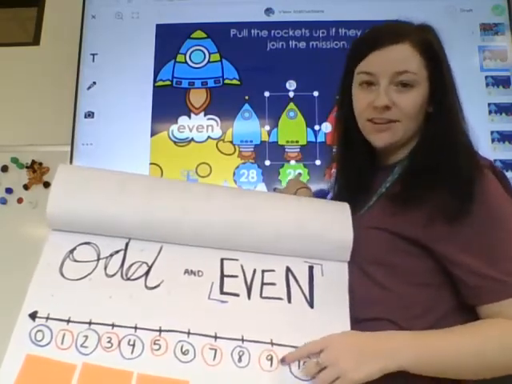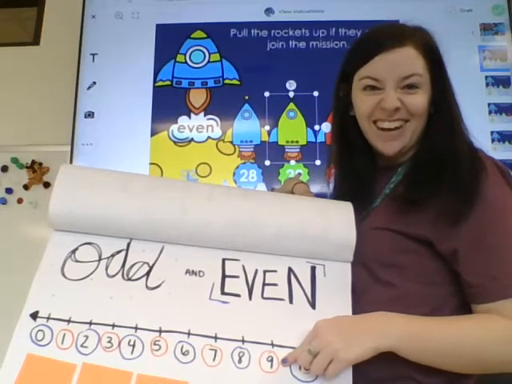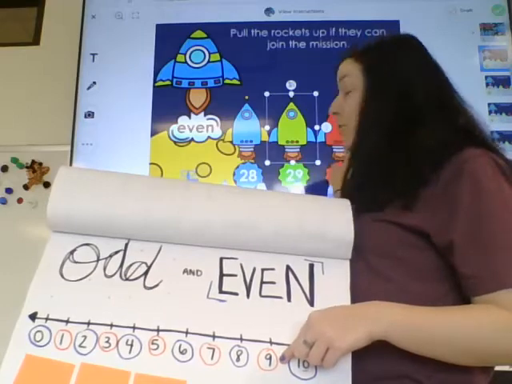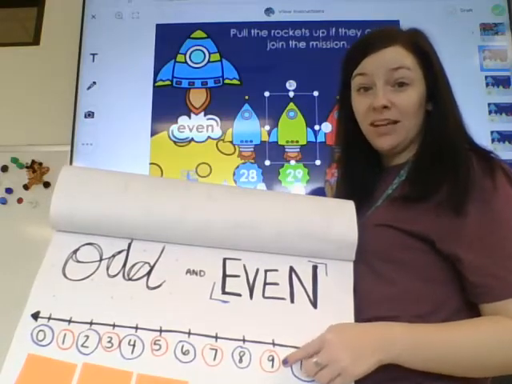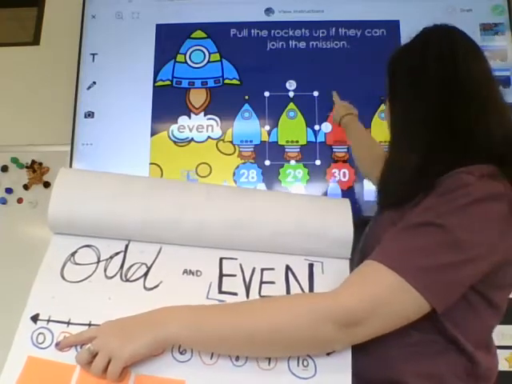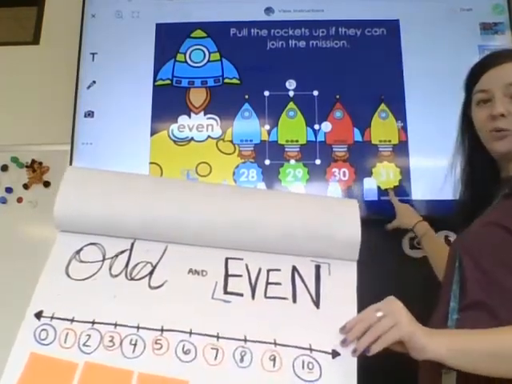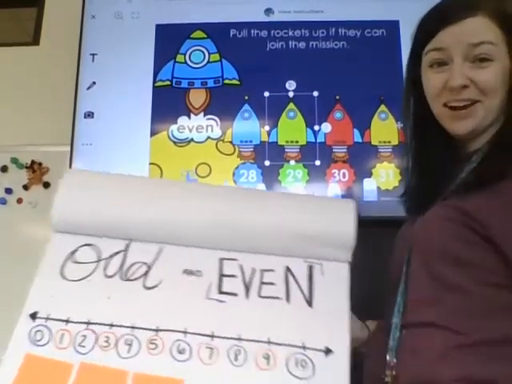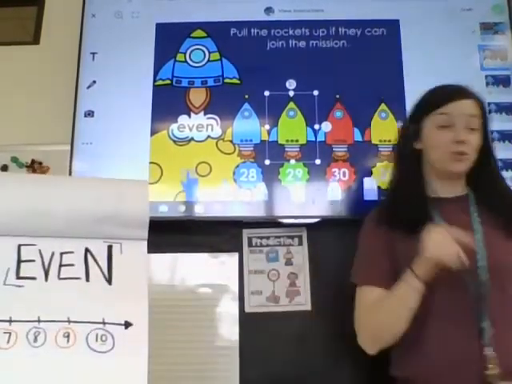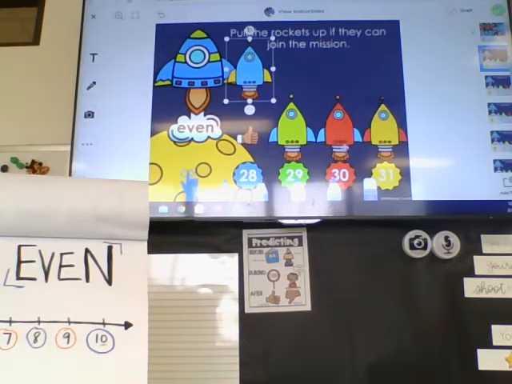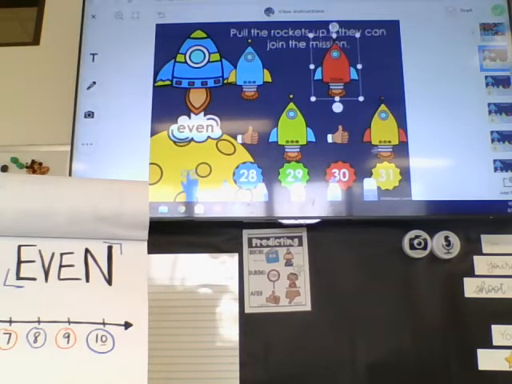29. Is 9 odd or even? It's odd. I'm not going to drag this green rocket. 30 has a 0 in the ones place. 0's even. I can drag this rocket. And then this last number is 31. 1 is an odd number. I'm not going to drag it. So let me drag the two even numbers. This number is even because it has an 8. And this number is even because it has a 0.